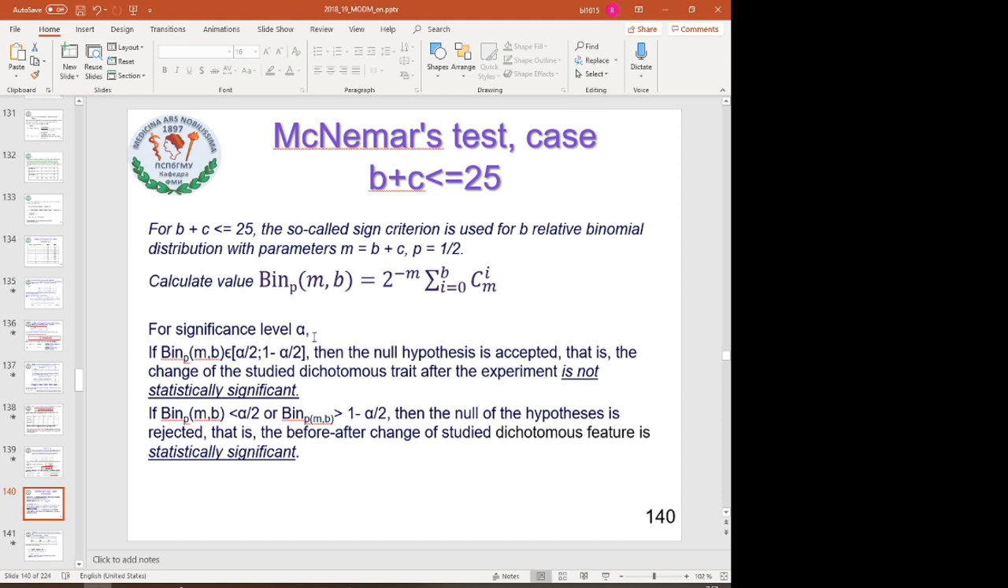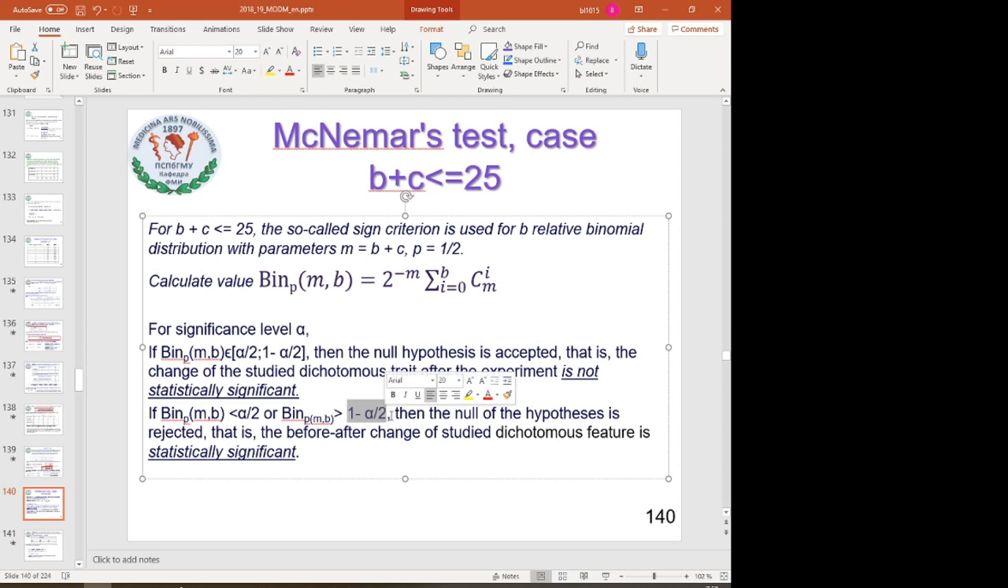And if this sum is less than half of alpha, where alpha is the significance level, so 0.025, this is the lower bound, and the upper bound is 1 minus 0.025. Then the null hypothesis is accepted if it is independent.